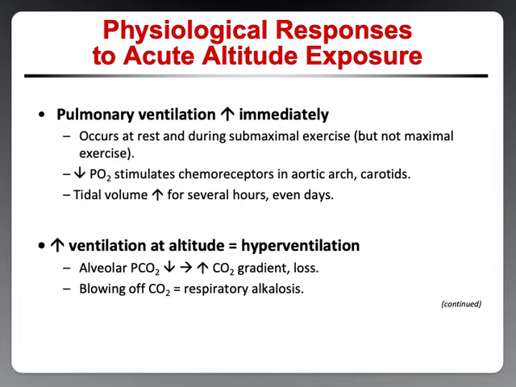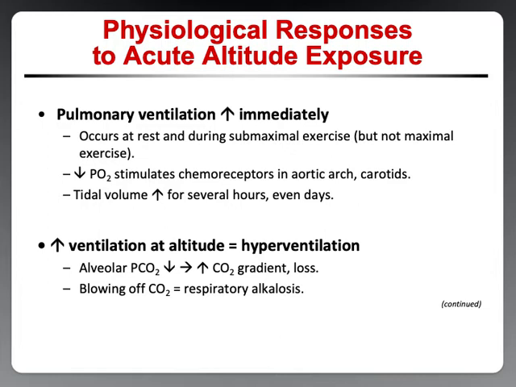Because of this, the pulmonary ventilation increasing at altitude leads to something called hyperventilation, where we're breathing more, and as such, we're blowing off more CO2. So we're expiring more CO2, and there's a direct relationship between how much CO2 you have in your body and your pH. If you're blowing off more CO2, the pH of your blood will rise and you become more alkalotic, and it leads to something called respiratory alkalosis.